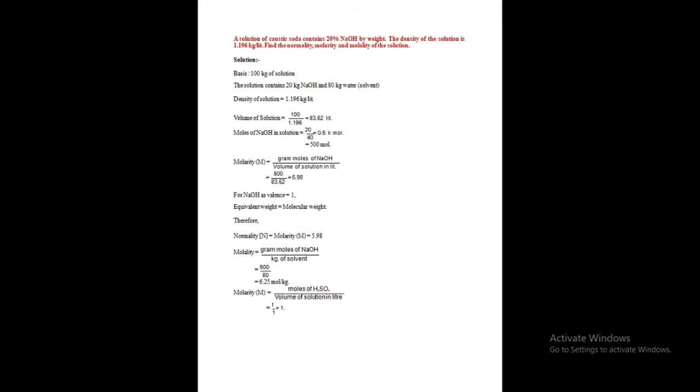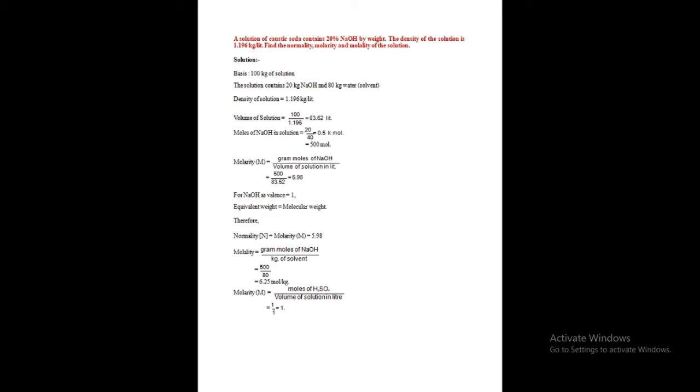So the total is 100%, but we will take 100 kg. Why? The question is given by weight, and the weight unit is kg. So we will consider 100 kg of solution or 100% of solution. Here 20% NaOH means 20 kg of NaOH. What is the remaining? The remaining 80 kg is solvent, the water in the solution.